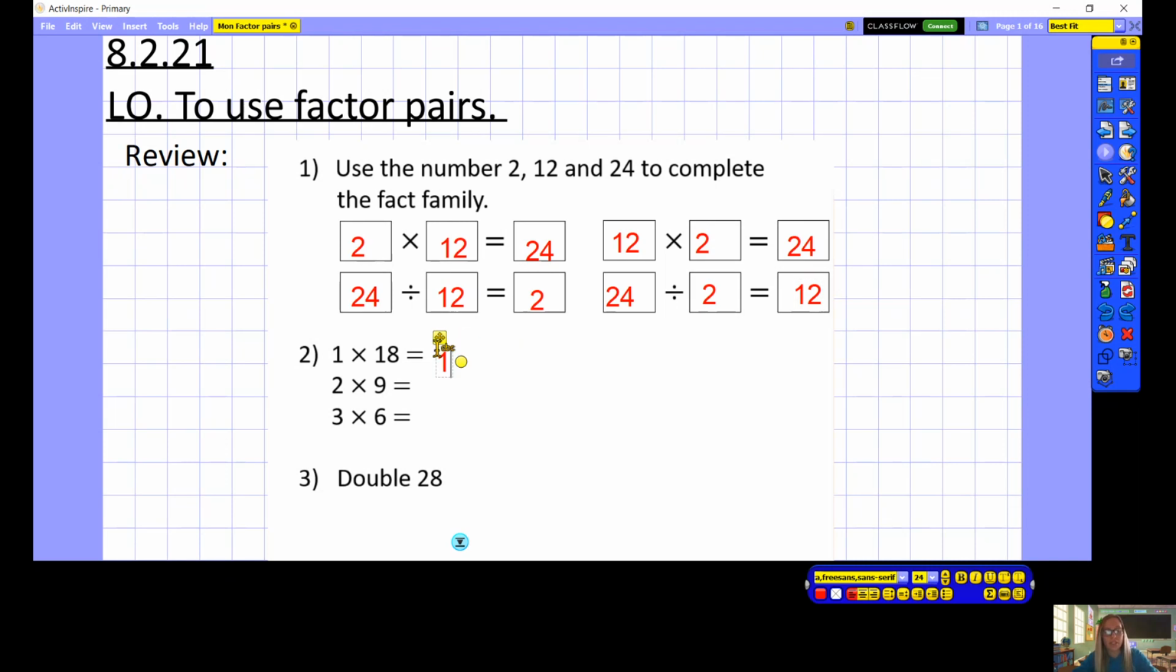And then 1 times 18 equals 18, 2 times 9 equals 18, and 3 times 6 equals 18. And then double 28. Well, if I double 20, it's 40. If I double 8, it's 16. I add those 2 numbers together, and double 28 is 56.